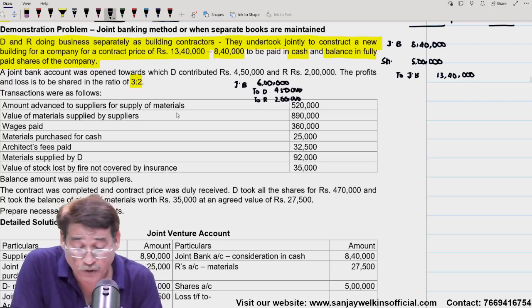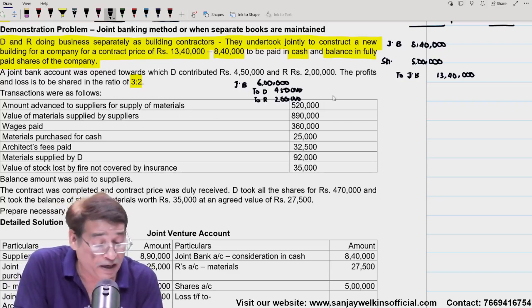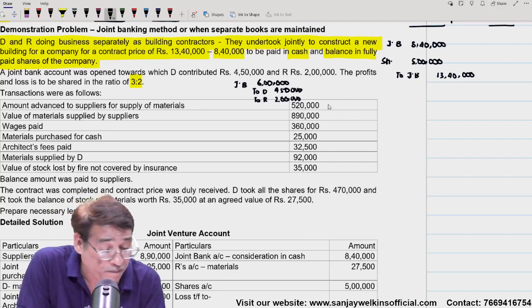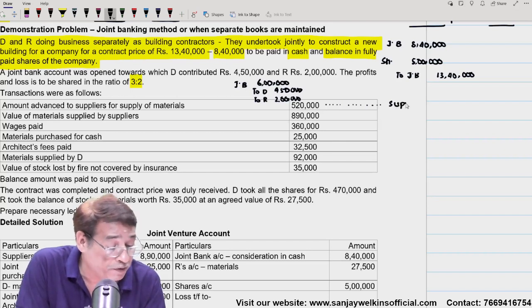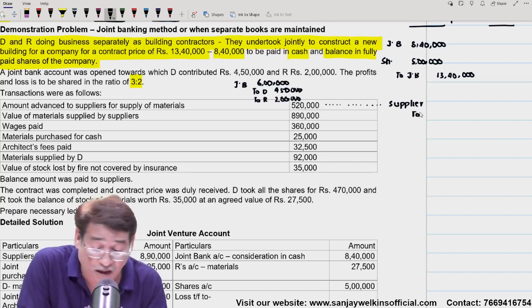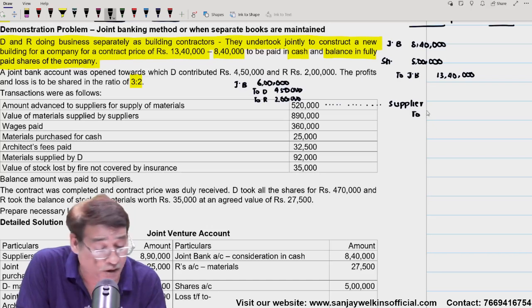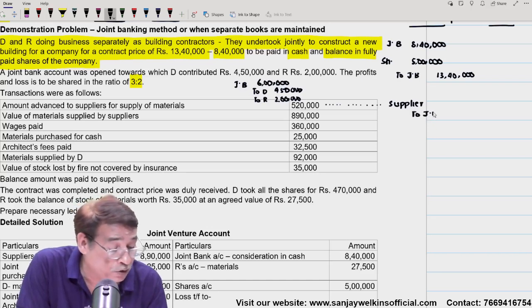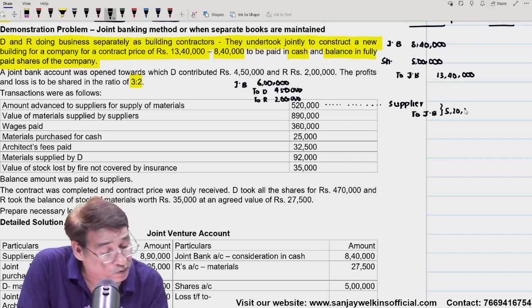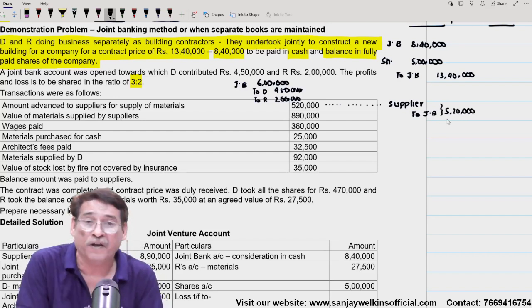Amount advanced to supplier for supply of material. The entry for this particular point will be supplier account debit. Supplier refers to a person from whom you are going to purchase the goods, that is generally a creditor. So you have paid some advance amount. So supplier account debit to joint bank account, your entry will be 5,20,000. This is the entry you are going to pass, correct?